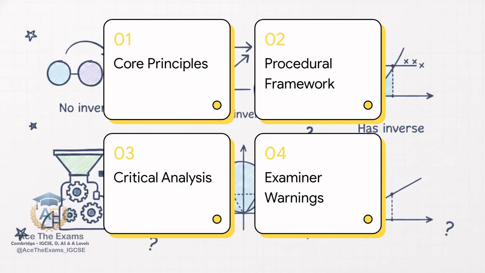Here is our roadmap for today's explainer. Section 1 is core principles. Section 2 is the procedural framework. Section 3 covers critical analysis, and Section 4 will reveal the top examiner warnings.